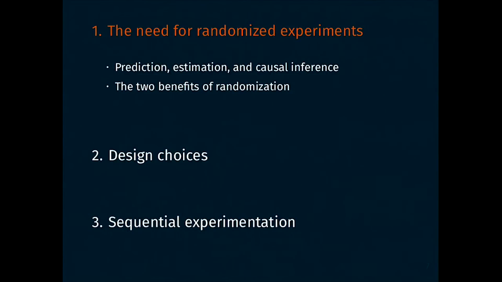So here are the three things we'll talk about today. We'll talk about why randomized experiments are so important. I know you've heard about this some already this semester, but I want to drill it home because it cannot be drilled home enough. Then we'll talk about a few key design choices when you're running an A/B test or randomized experiment. And then we'll talk a little bit at the end about sequential experimentation, which is my personal research interest, if we have time.